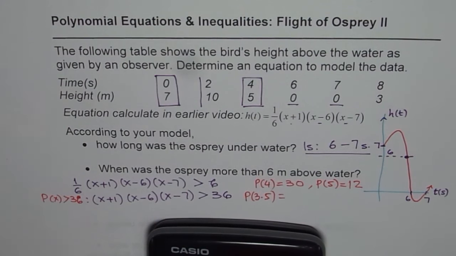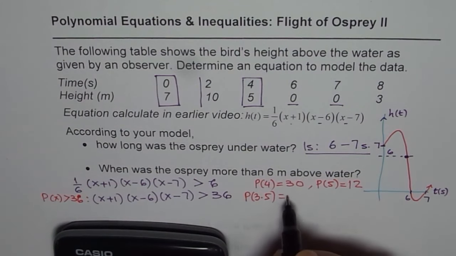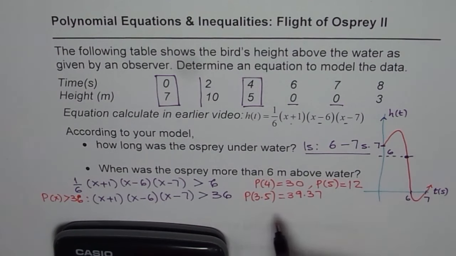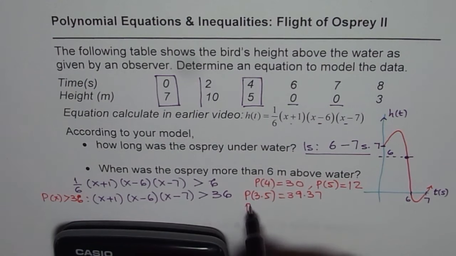So within brackets, 3.5 plus 1 times 3.5 minus 6 times 3.5 minus 7. And that gives us, let's convert to decimals, 39.37. So at 3.5 we have 39.37, and at 4 we have 30. We need just 36. So we are very close, right? So that means we have to move slightly more than 3.5. So let's go 3.6 this time and calculate.